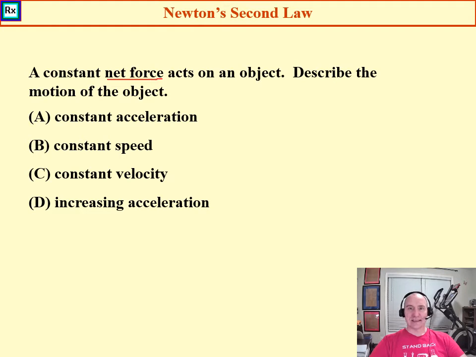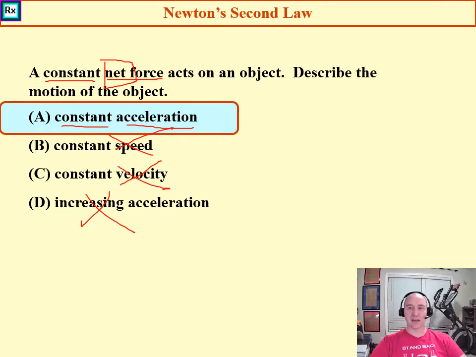Now, the idea is that you have a net force. Net force means that you're going to have an acceleration, right? So it's not going to be a constant speed and not going to be a constant velocity, because a net force produces an acceleration. Now, because it's a constant net force, then you're going to have a constant acceleration, not an increasing or decreasing acceleration. So constant acceleration because you have a constant net force. That's Newton's second law. Net force equals mass times acceleration.